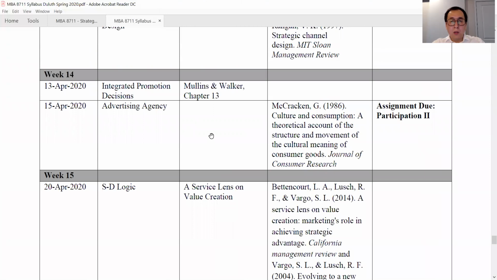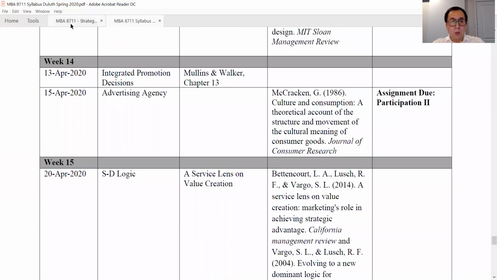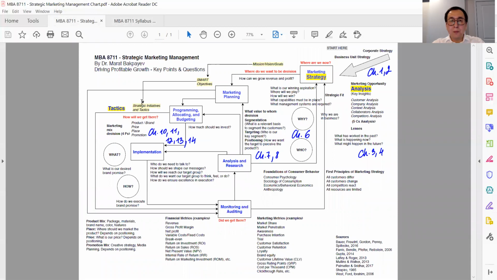So this is where we are, and moving forward, we have a few chapters left, and I just wanted to go back to our overall chart on strategic marketing management. We started, as you recall, with the strategy, looking more into the corporate strategy, then business unit strategy, and getting down to the marketing strategy level. This was something that we looked into in chapters 1 and 2. Now you understand how to do a 5C analysis in terms of looking into customers, company, context, collaborators, and competitors. How do we move from the analysis into the strategy development, and then from strategy to tactics? So I explained the framework of goals, objectives, strategic initiatives, and tactics.